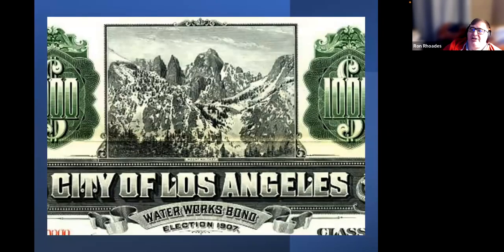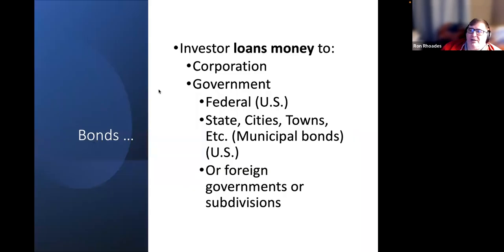Here's a City of Los Angeles waterworks bond, a type of municipal bond issued by a state or a local government. And so with a bond, an investor loans money typically to a corporation, but it could be to the United States government. It could be a municipal bond. You're loaning it to a state, a city, a town, or something like an airport authority or a toll bridge authority. So lots of different state entities can borrow money. There's also foreign governments and also foreign corporations as well.